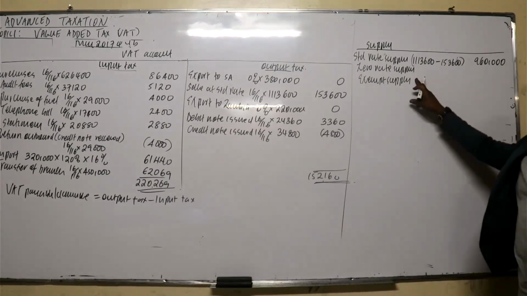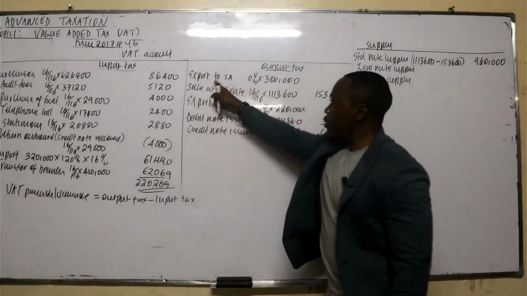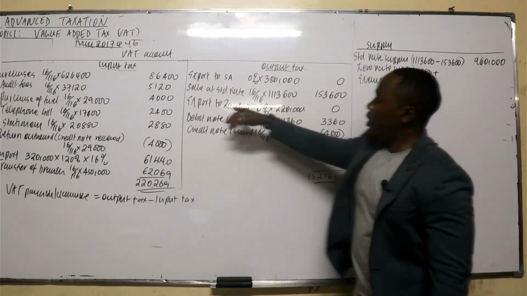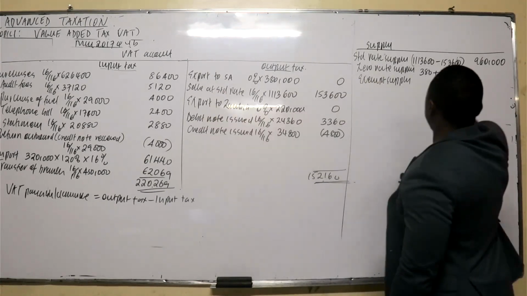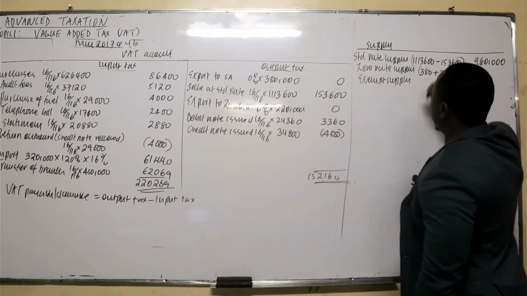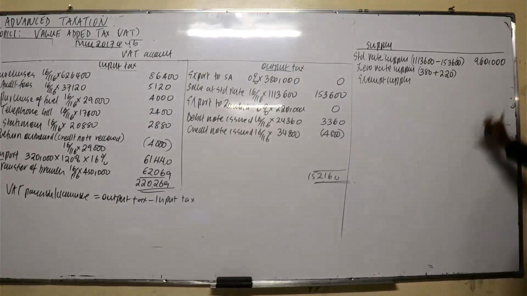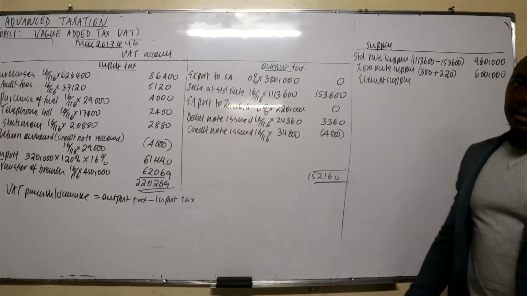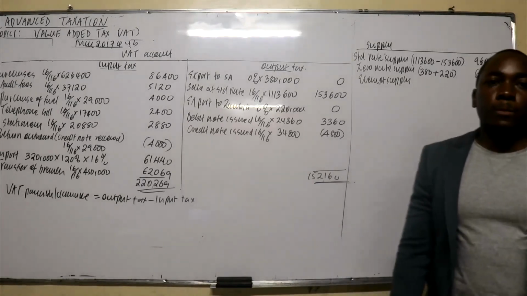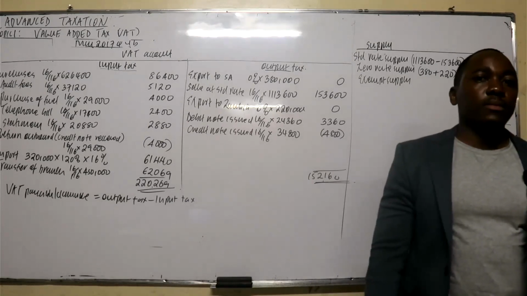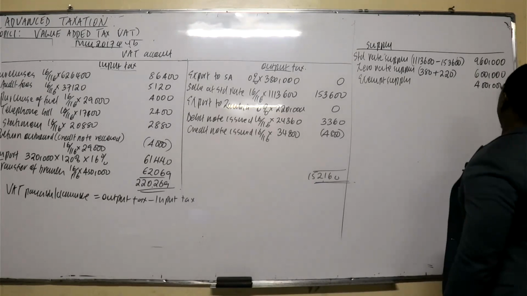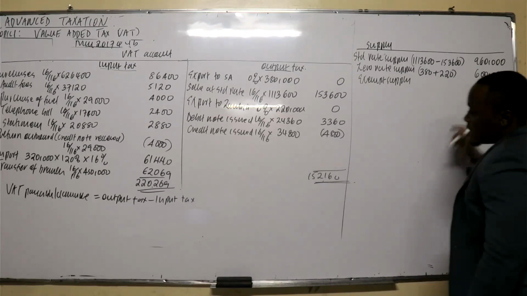Then we had 0 rate supply. There was export to South Africa, it's 0 rate, 380, plus export to Zambia, 220. So how much was the total 0 rate sales? 600. And then we had exempt sales. How much was exempt sales? 400. So it's 1960. So with this 1960, we need to restrict.